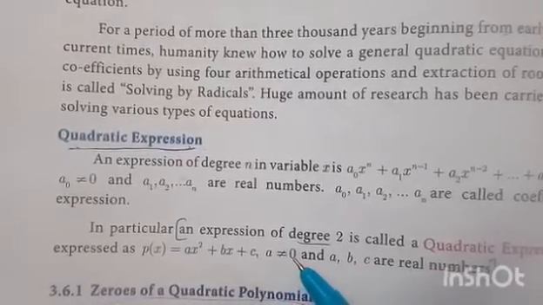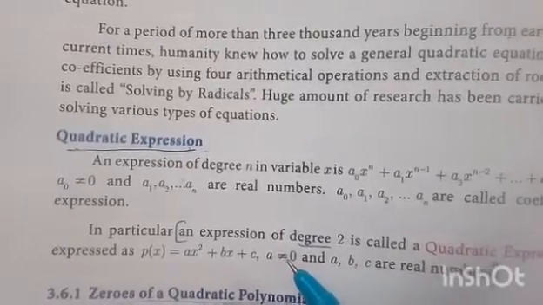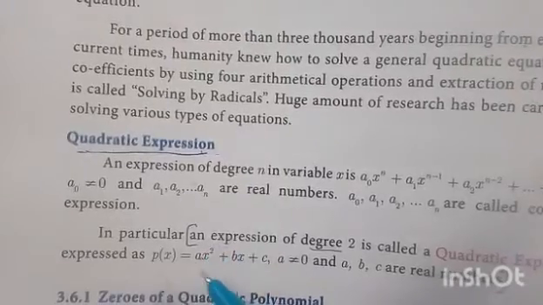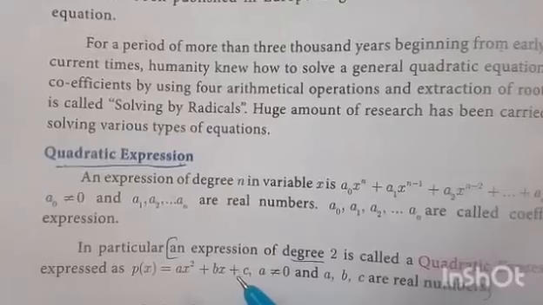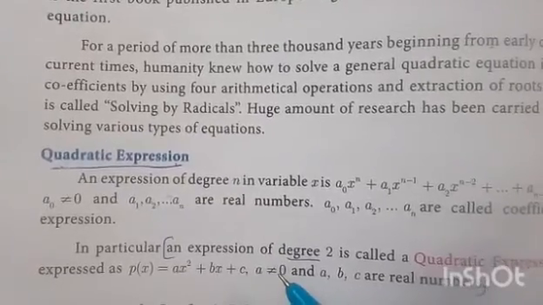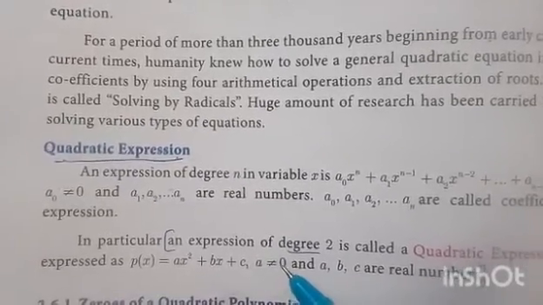Why are we giving this condition, a not equal to 0? Suppose a is 0, the whole term becomes 0, then it is considered a linear expression. So we must give this condition, a not equal to 0.